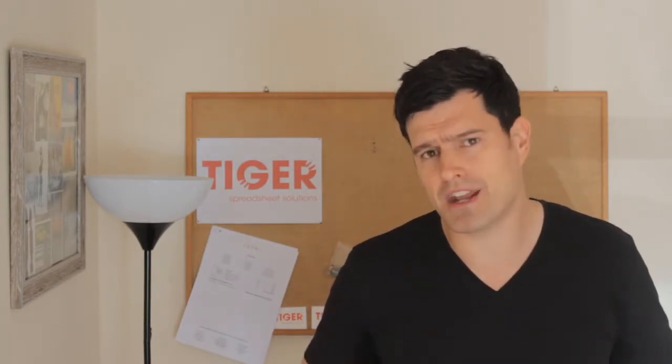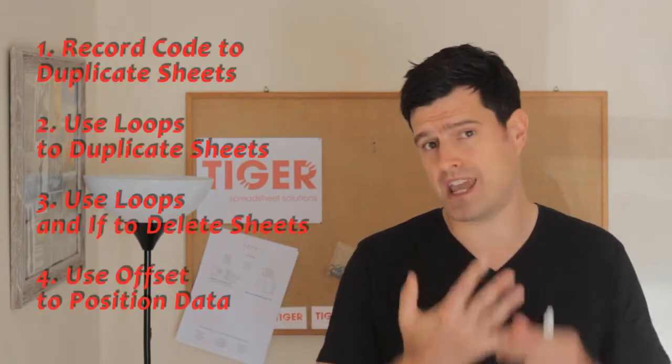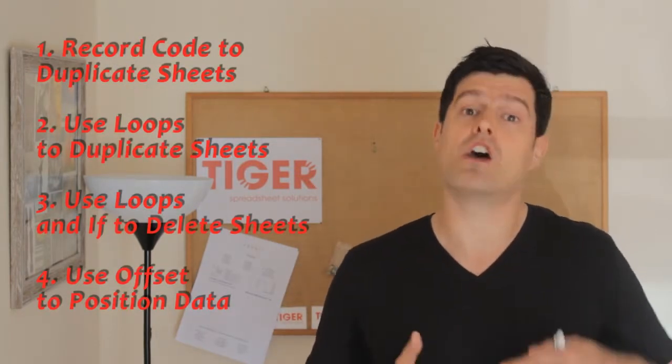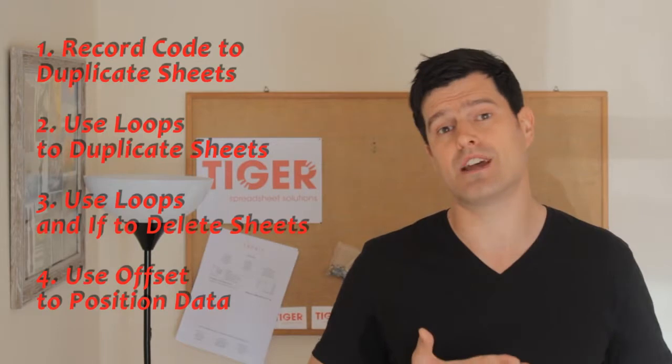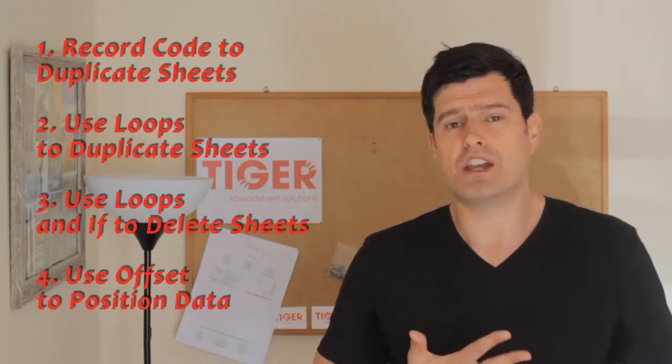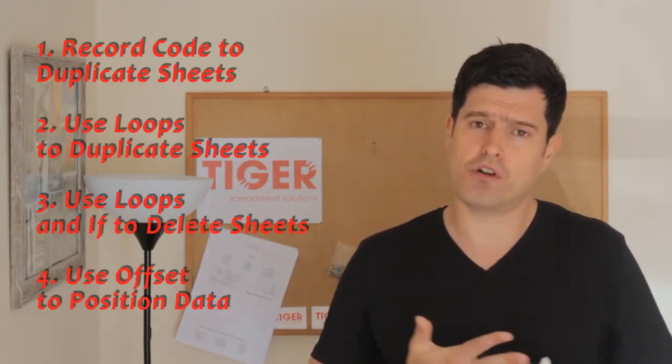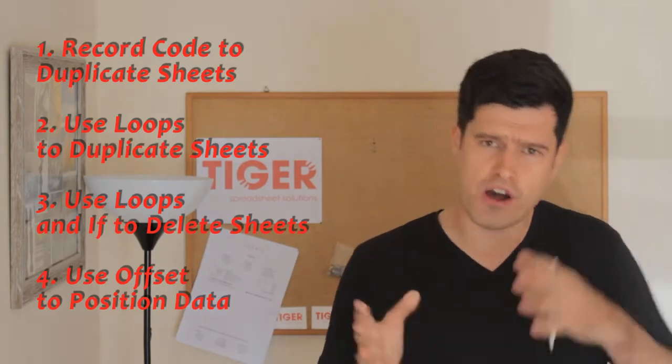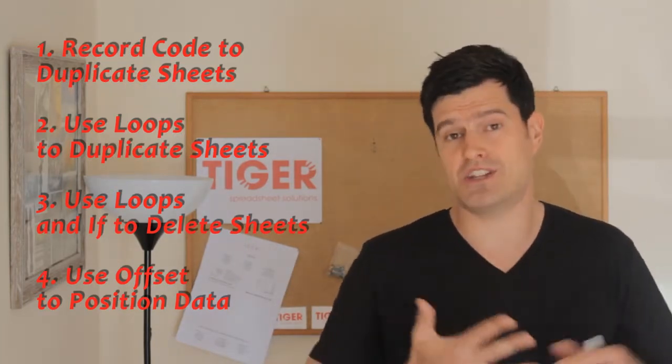Well, we're going to break it down into the key skills. In order to complete the task, you'll need to know how to duplicate sheets, and we're going to have a look at the skill of recording code and then tweaking it to get it working for us. You'd also need to know how to use loops in order to create multiple sheets, so harnessing the power of loops to create as many sheets as we need.